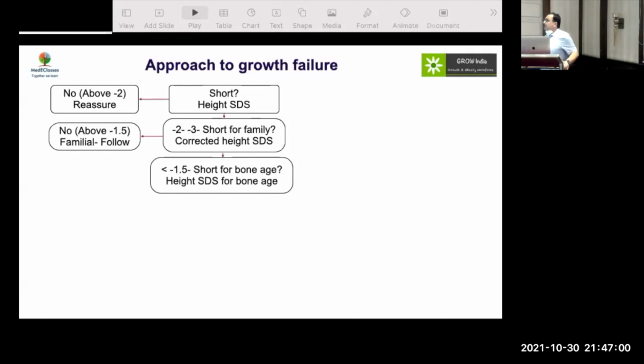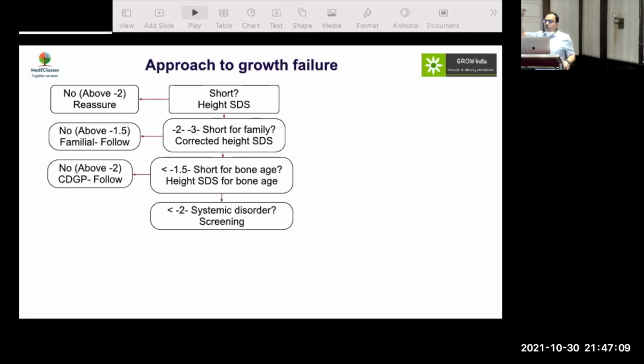Next step, is the child short for bone age? No. If he is not short for bone age, this means constitutional delay. Again, no workup. If you are short for both bone age and short for family, need workup. Look for systemic disorders, look for facies, all those factors. Do screening test. Now, what are the screening tests? Very basic. CBC, ALT, creatinine, electrolytes, TTG.